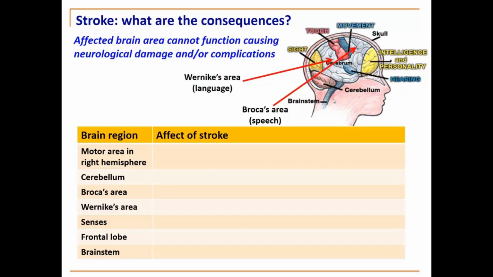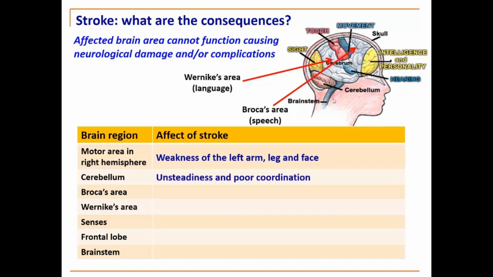Okay, so if you have issues in the motor area in the right hemisphere, you may get weakness of the left arm, left leg, and face. Side of the face, you may get drooping on that side of the face. And that's because the right side of the brain controls the left side of the body.